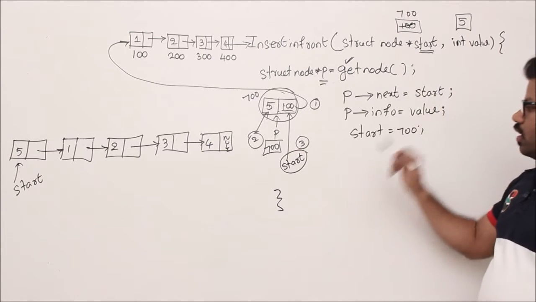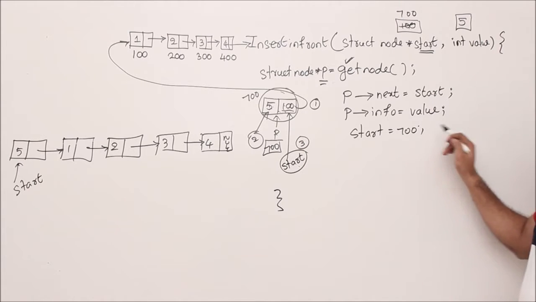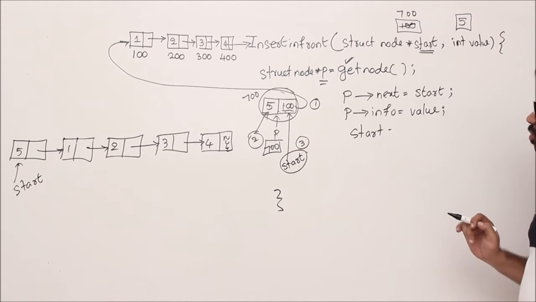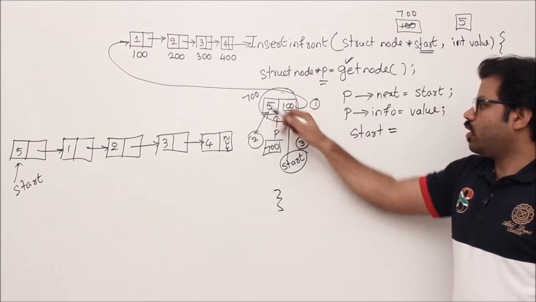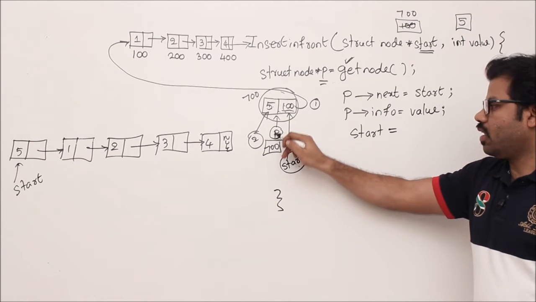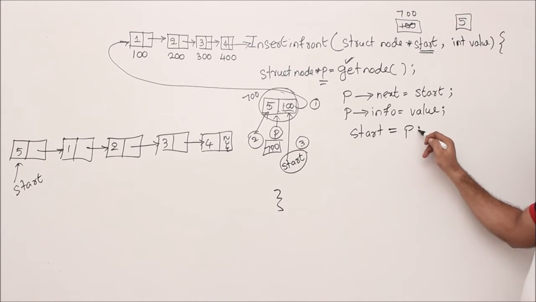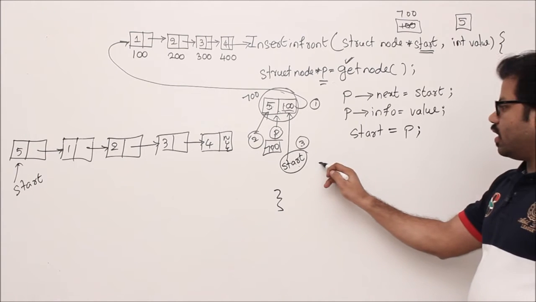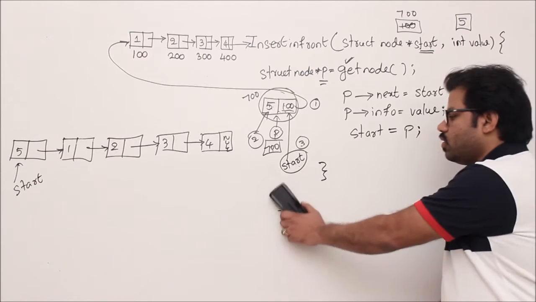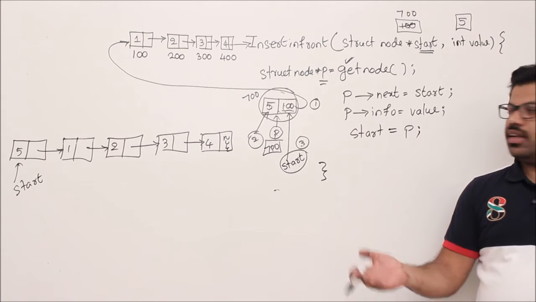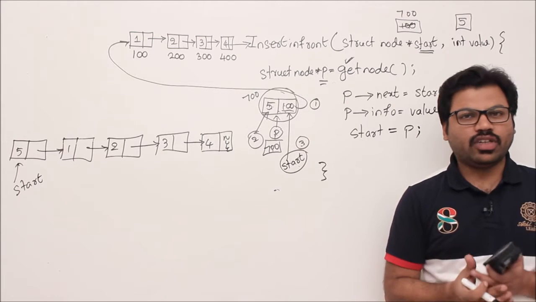Then this start is going to move to this one. Okay, so pretty clear. 700 is nothing but what? With respect to these variable names, it is P, correct? Content of P. So start equal to P. So I think everything is done. Let me close it. So if I close it, I can automatically insert a node in front of the list.